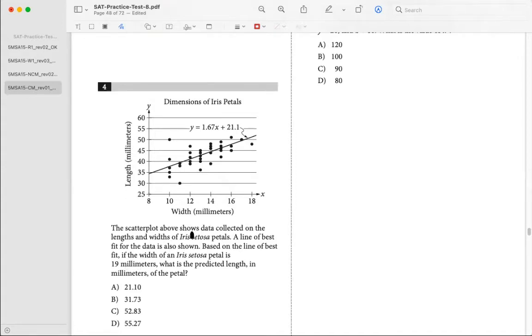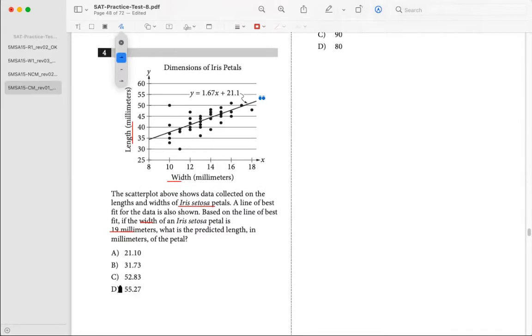The scatter plot above shows data points collected for lengths and widths of. Okay, so you don't really need that. Okay, line of best fit. Based on the line of best fit, the width is 19 millimeters. Has what predicted length? So here's your length, here's your width. So 19 would be roughly here. It should be less than 55 but greater than 50. So that's too much, this is too little, this is also too little. So C should be the answer.